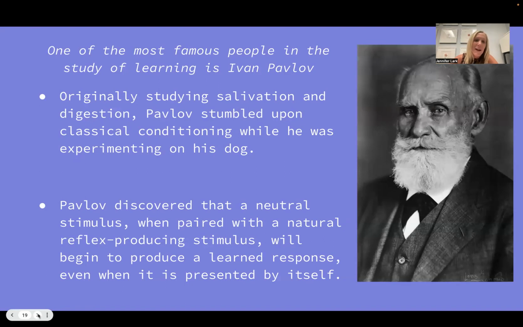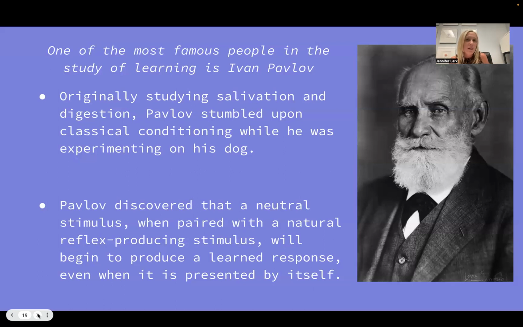Pavlov discovered that a totally neutral stimulus, like a bell, which should not elicit any sort of natural response in a dog, when paired with a stimulus that should produce a natural response in a dog, like meat would cause a dog to drool, they would be excited to eat it. When he paired those together enough times, eventually, when he just presented the bell itself, it caused that natural drooling response to the bell, which should never happen biologically speaking.